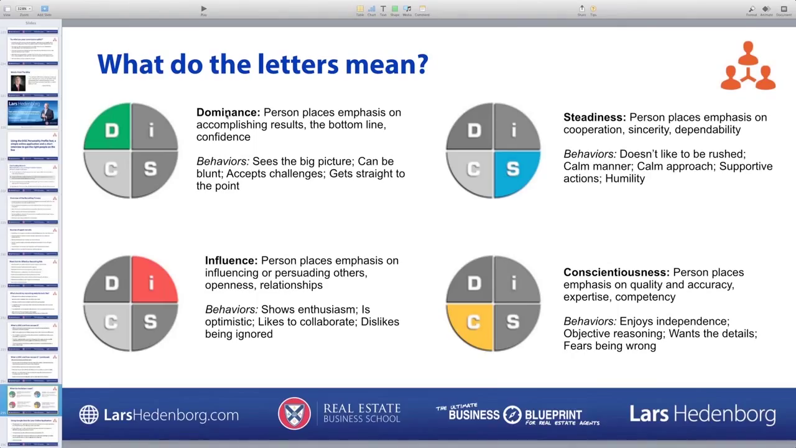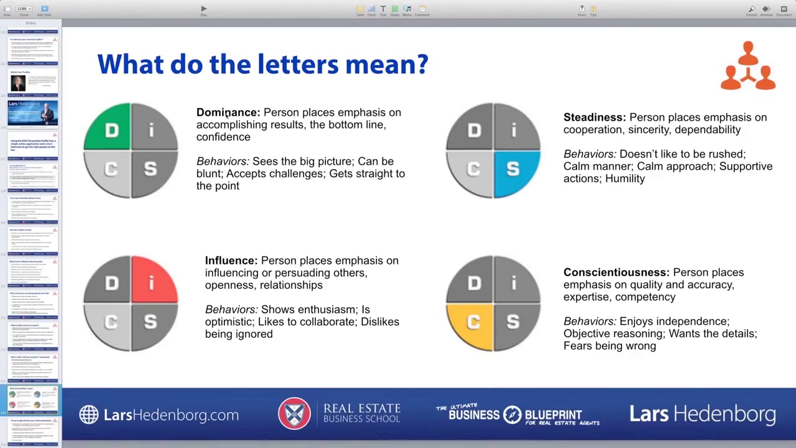I personality stands for influence. The person places emphasis on influencing or persuading others, openness, and relationships. They show enthusiasm. They're optimistic. They like to collaborate. They dislike being ignored. So you can see a D is getting to the point and not having time to collaborate or spending a whole lot of time with someone, so a D and I can often miscue just by not realizing the different personalities involved.